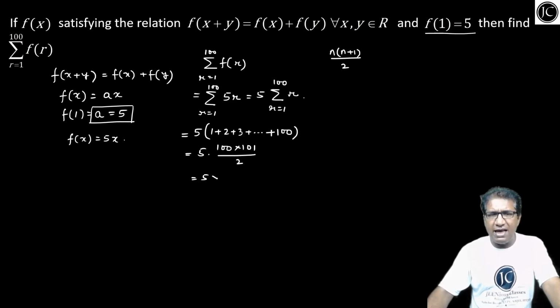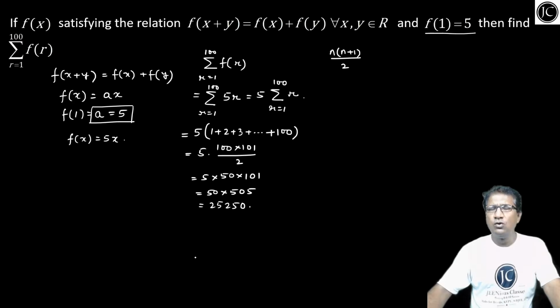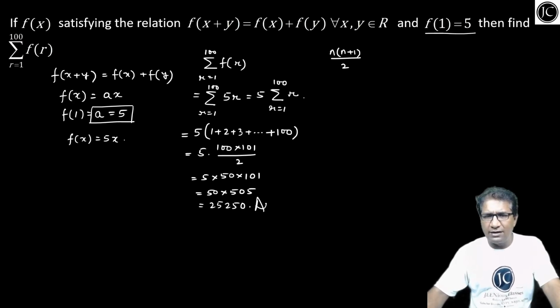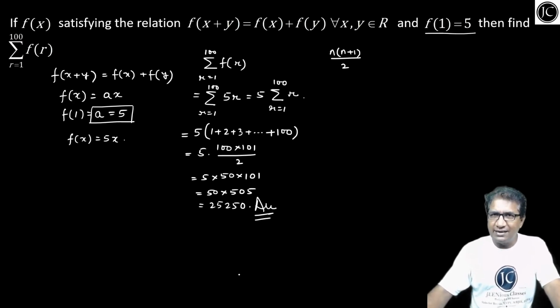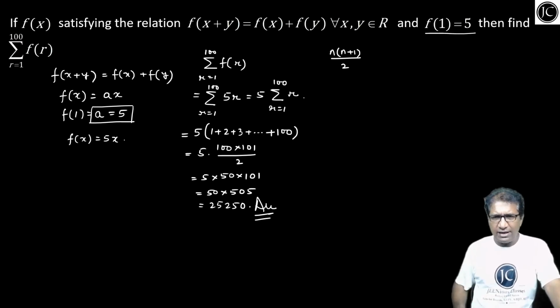That gives us 5 into 50 into 101. So we are having 50 into 505. And we are getting the answer like 25250. And that is the answer for this question. Is it clear to all of you? Let's move for the next one.